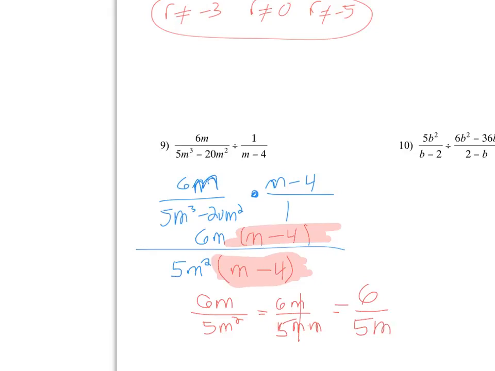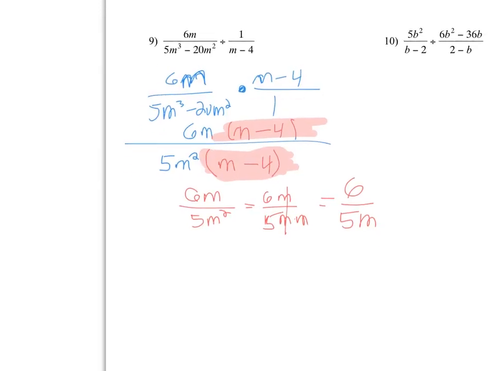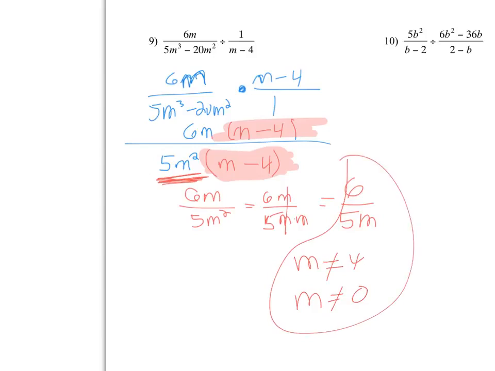Now I've got to get rid of all of the things that could have made my denominator 0. What were those? So I go back and look. This 5m cubed minus 20m squared, and this factored version 5m squared times m minus 4. Well, if m was 4, then the denominator would have been 0, so m cannot be 4. And then here, that 5m squared, if m was 0, then that would be 0. So m can't be 0. And so we've got our simplified version with my exclusions.